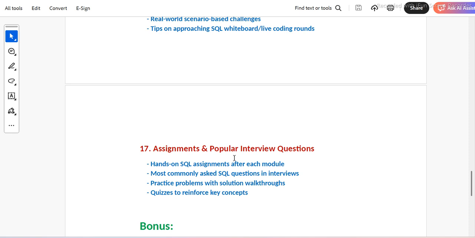I've just mentioned it here because we'll be doing it here too, but along with this, in every section, these 17 sections we have seen, we are going to do everything hands-on SQL after every module, along with most commonly asked interview questions, practical problems, how we solve the problems, and quizzes to reinforce the key concepts. All of these things we are going to continuously do across all the sections.